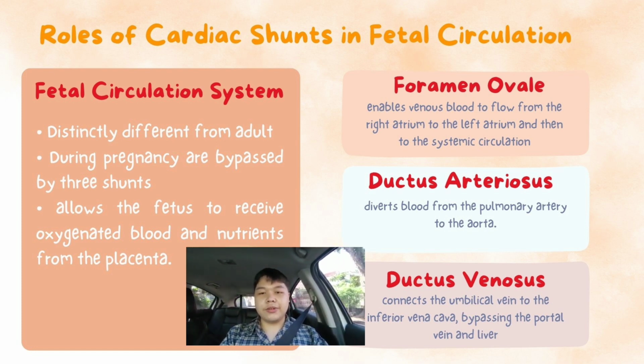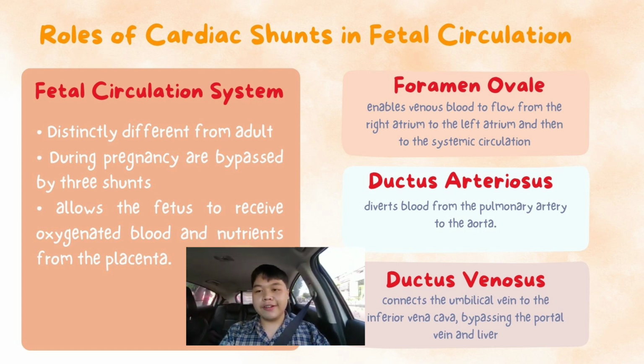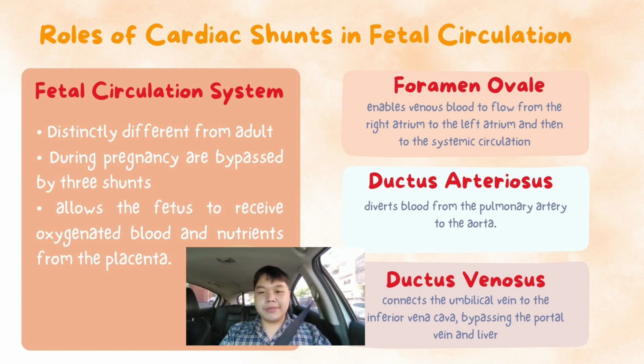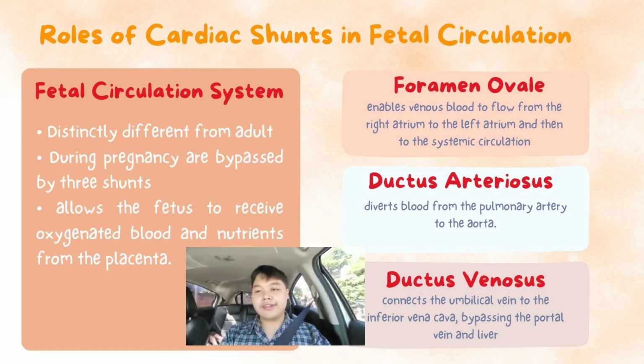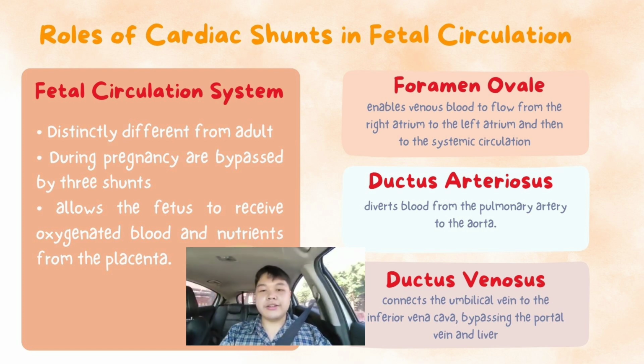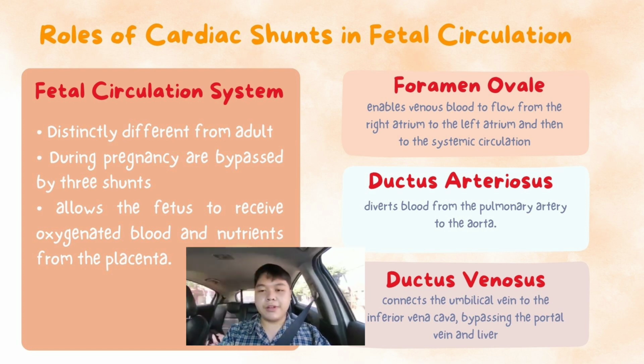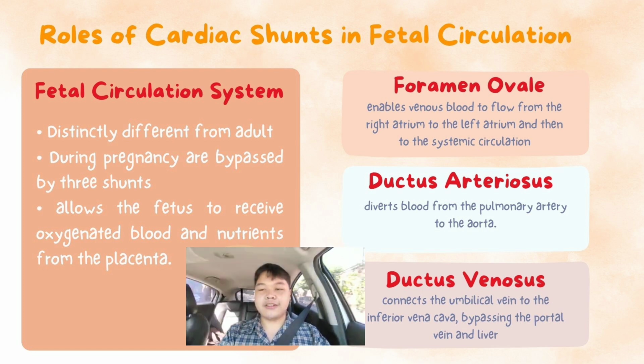The liver is also bypassed via the ductus venosus, and blood can travel from the right atrium to the left atrium via the foramen ovale. The foramen ovale enables venous blood to flow from the right atrium to the left atrium and then to the systemic circulation, while the ductus arteriosus diverts blood from the pulmonary artery to the aorta.